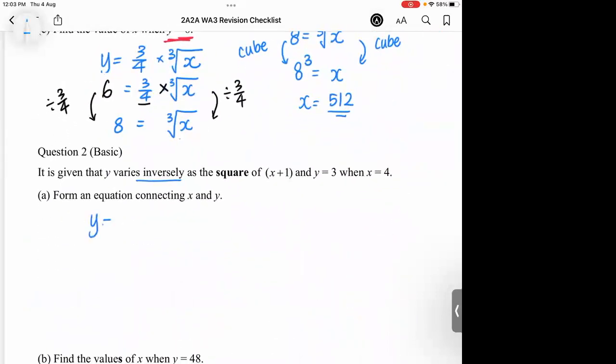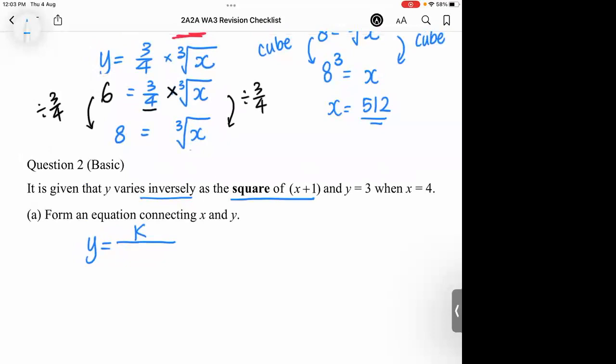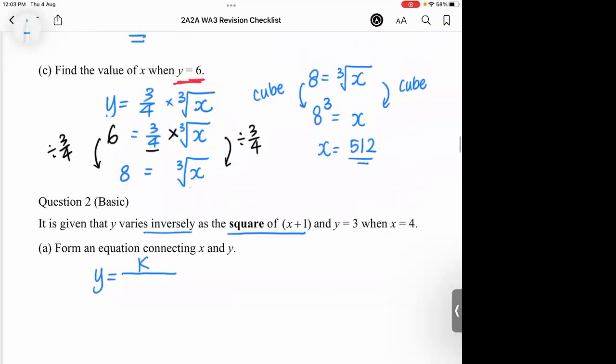So y equals k over, now look very carefully, square of this one. What does this mean? I take x plus 1, then the whole thing I need to square it. So you must always remember there's always some power or whatever that's to it. So must use it. So this one will be x plus 1, whole thing squared.